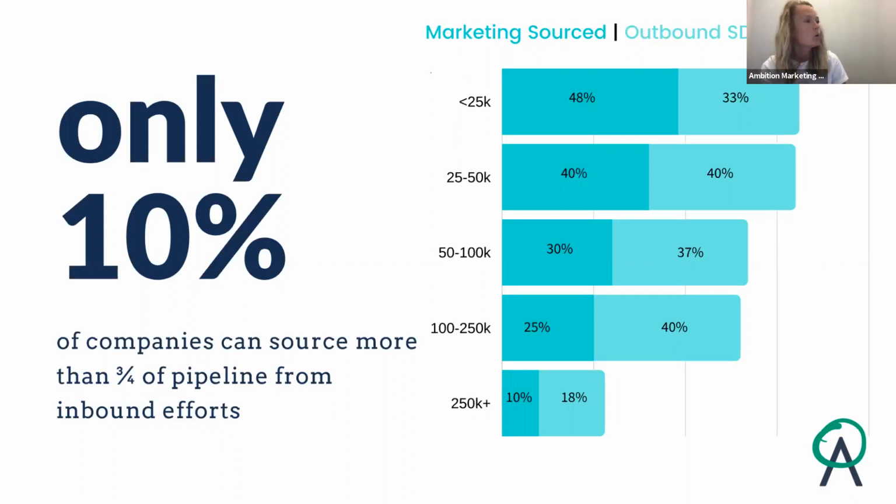So only 10% of companies can actually source more than three quarters of their pipeline from inbound efforts. And the amount of marketing sourced pipeline drops the higher revenue you go. So if you look at the graph here on the right, you can really see in that light bluish green color the contribution that your outbound reps make. So if you're not doing outbound SDR, and you're just relying on inbound marketing sourced pipeline, look at how much less pipeline you would be reporting.